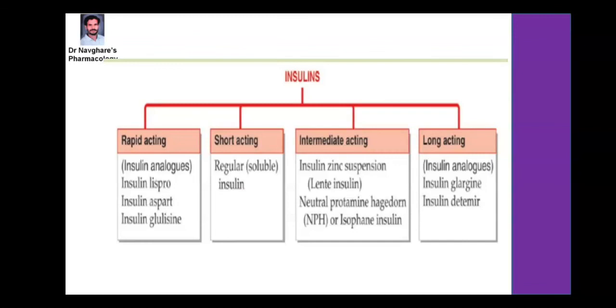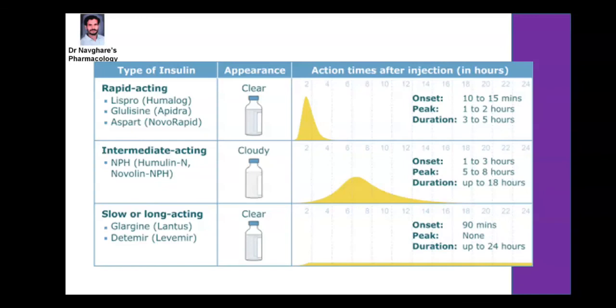So these are certain types of insulin available in the market. Some are rapid acting, some are short acting, some are intermediate acting, and some have long action. Based upon different types of insulin, the physician determines the dosage and type of insulin that suits the patient. So this was certain insulin products with their onset and duration, based upon rapid action, intermediate and slow acting insulin molecules.